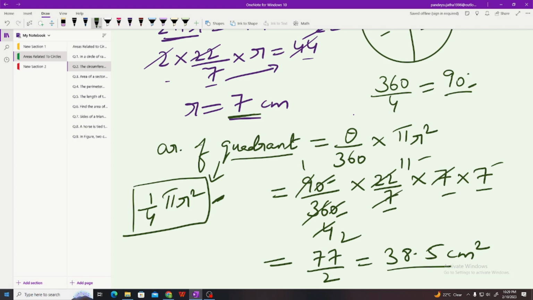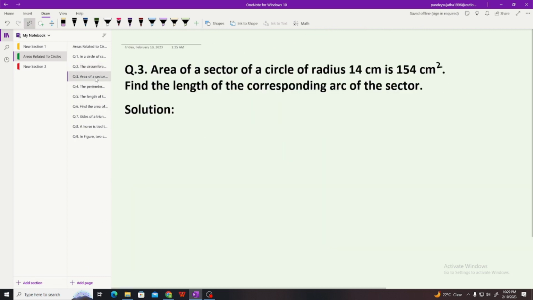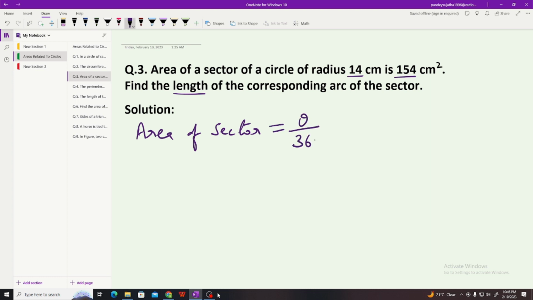Let's see what is there in question number 3. The area of sector of a circle of radius 14 centimeter is 154 centimeter square. Find the length of the corresponding arc of the sector. So as you all know, area of sector is equal to theta upon 360 into pi r square.